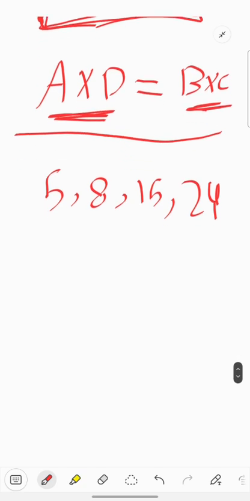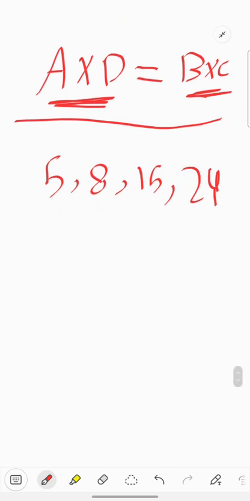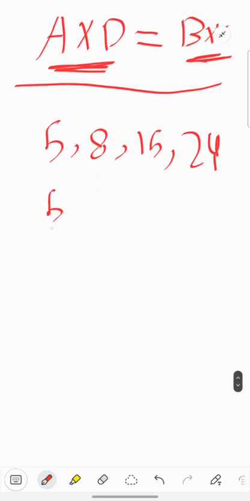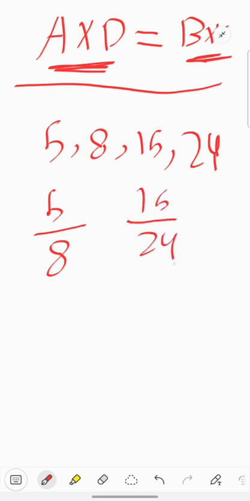First, by using means and extremes, we need to multiply 8 times 15, and see if the answer equals 5 times 24. If so, the two ratios are proportional. Or you can write it as a fraction like 5 over 8 and the same sequence 15 over 24, not equal. Okay, first you need to check.